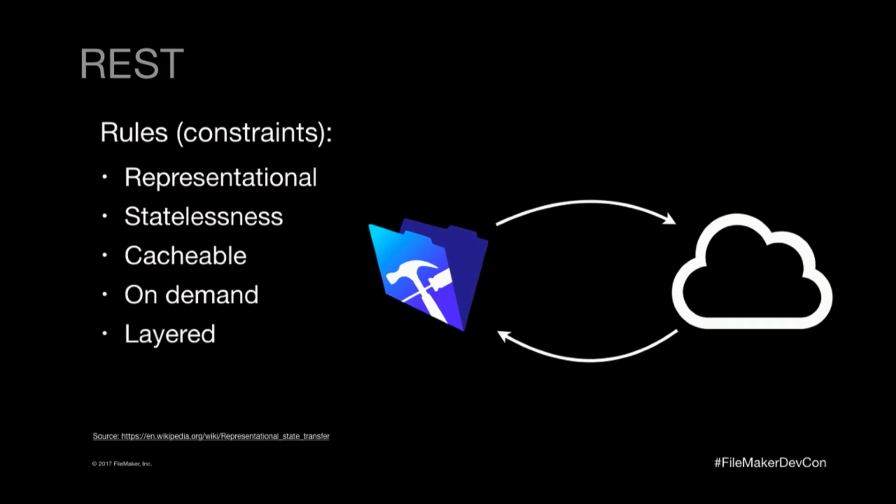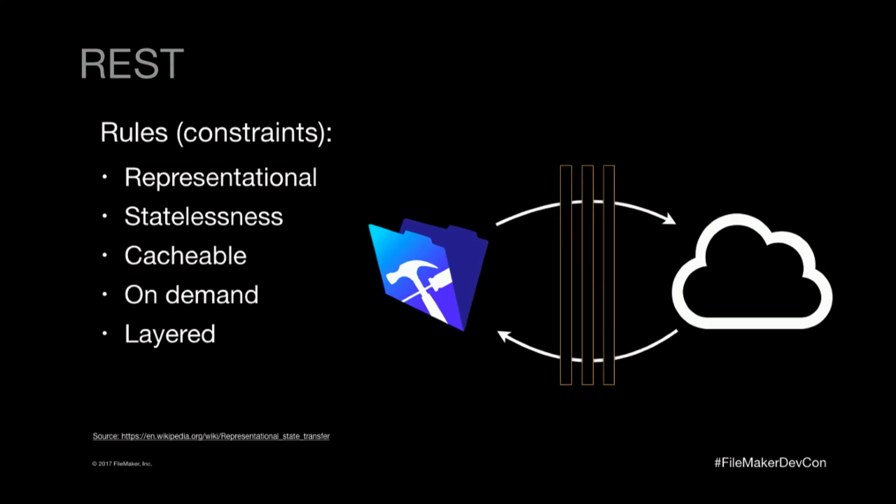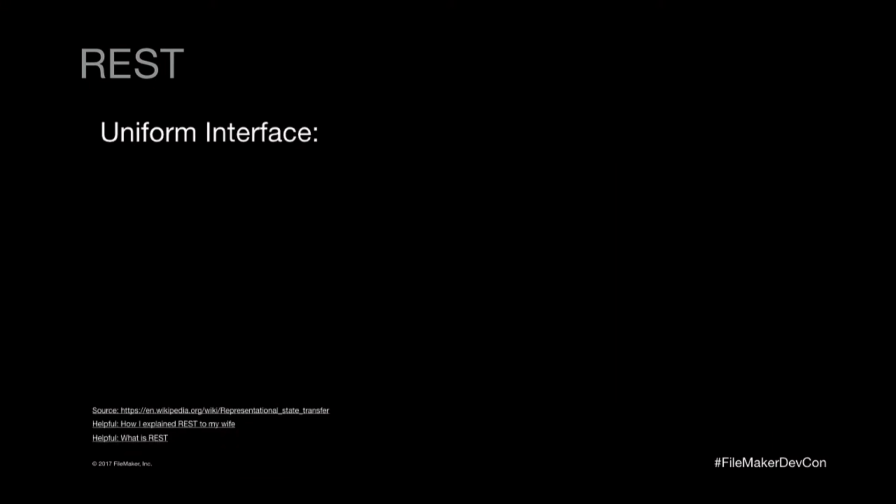Then layered means that not always we have direct contact with the final server. We can have servers in between that help us to offload the workload of the final server. We can have different servers, we can have one, or we can have many servers in between. And this one, uniform interface, I'm going to explain in the next slide.